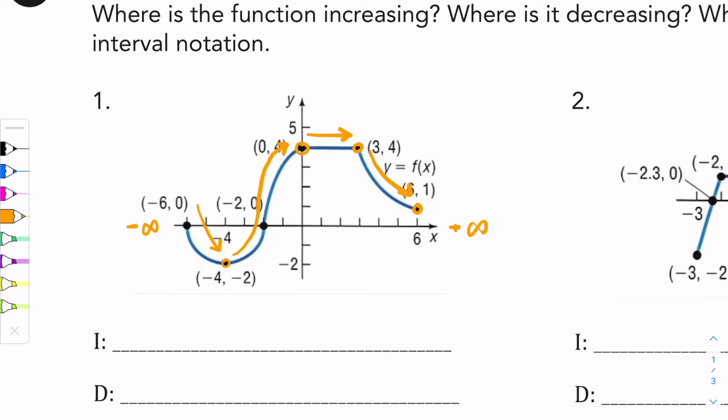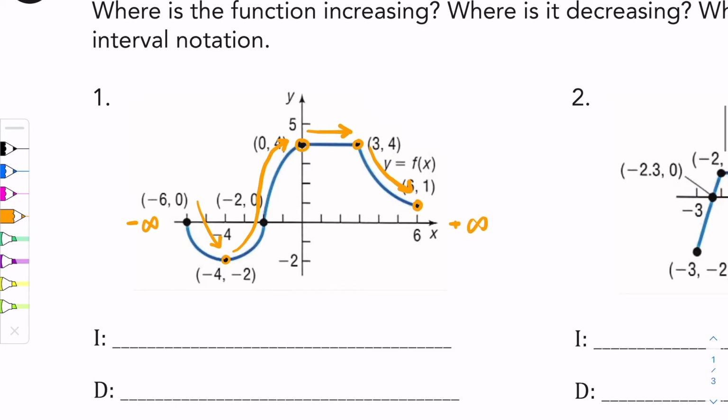Okay, so this graph has a starting point and an ending point. We can see it clearly starts right here and it ends right here. So we need to list all of our intervals between those 2 points. And once again, we are using x values only. So at these turning points, I'm going to highlight the turning point and I'm going to highlight the x value.